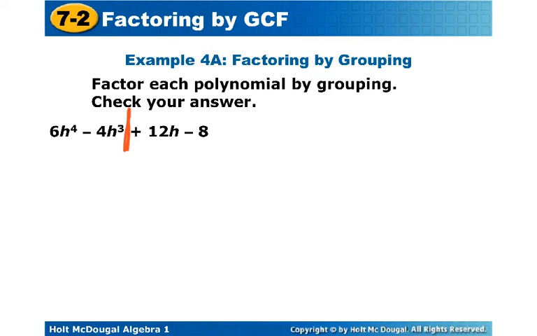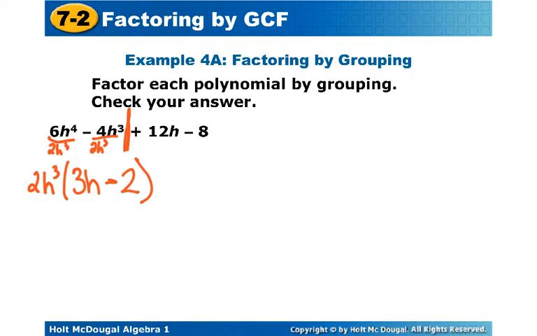With 6h to the 4th and negative 4h cubed, I know that I can take out a factor of 2 from 6 and 4. And then I have h to the 4th and h cubed. I know I can take out an h to the 3rd because that's the lowest possible exponent. So I'm now going to divide each one of these by 2h cubed. When I do that, I'm left with 3h, bring down my sign, and I'm left with 2. Now I'm going to do my second grouping.